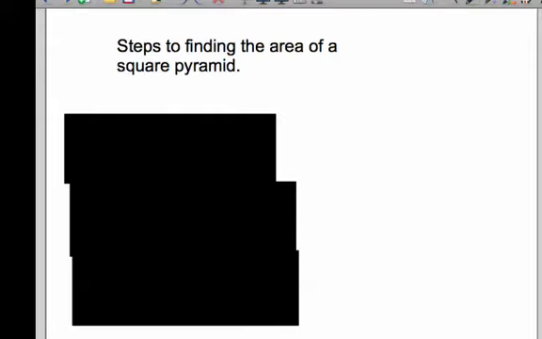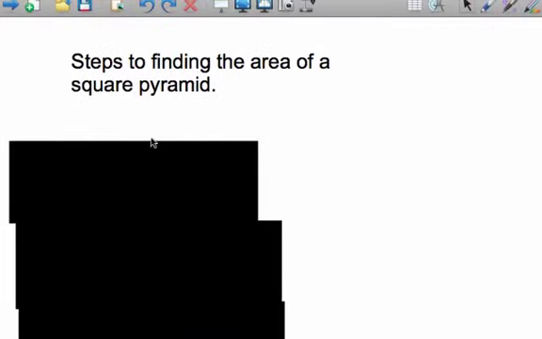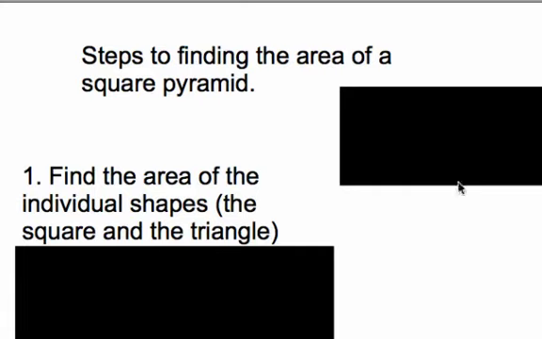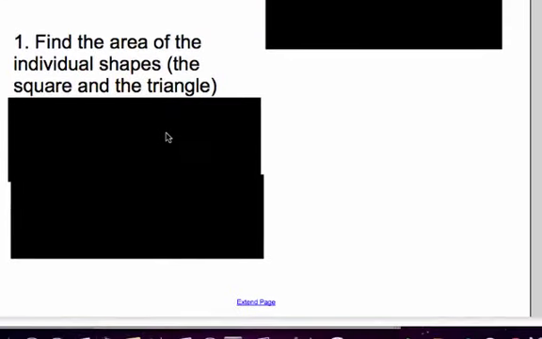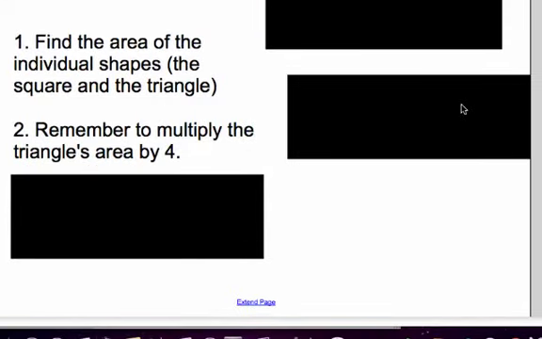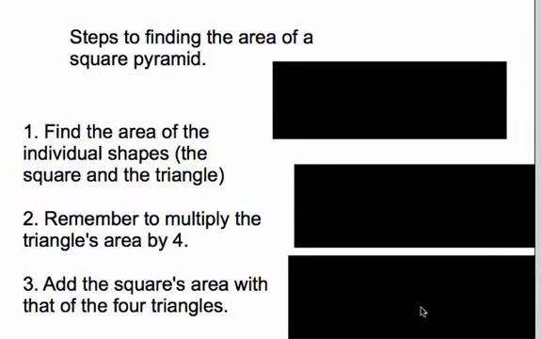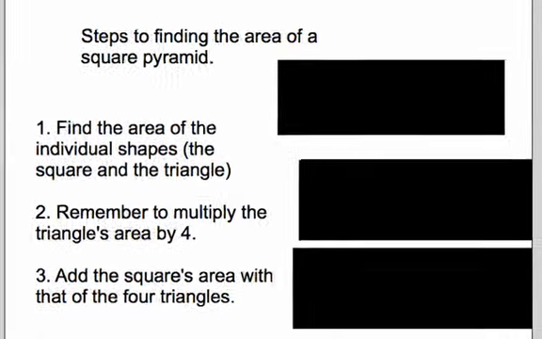So to find the surface area of a square pyramid, maybe the steps look familiar to what we've done in the past with rectangular prisms or triangular prisms, excuse me. The first thing we have to do is find the area of the individual shapes. So in this case, we're talking about a square and some triangles. Secondly, remember to multiply the triangles' areas by 4 because there are 4 triangles. And then finally, the step that I think you tend to forget, add the square's area with that of the 4 triangles. So make sure you add those up at the end because you want to find the area of all the surfaces. So we'll look at a couple of examples.